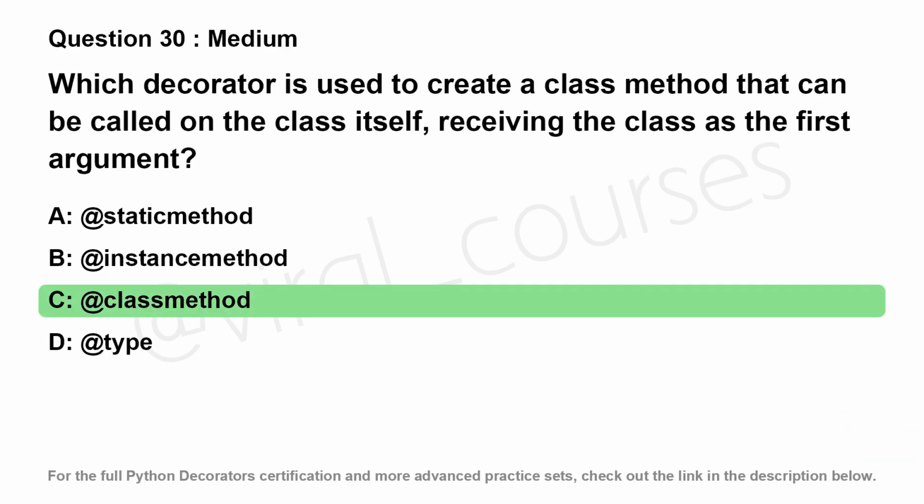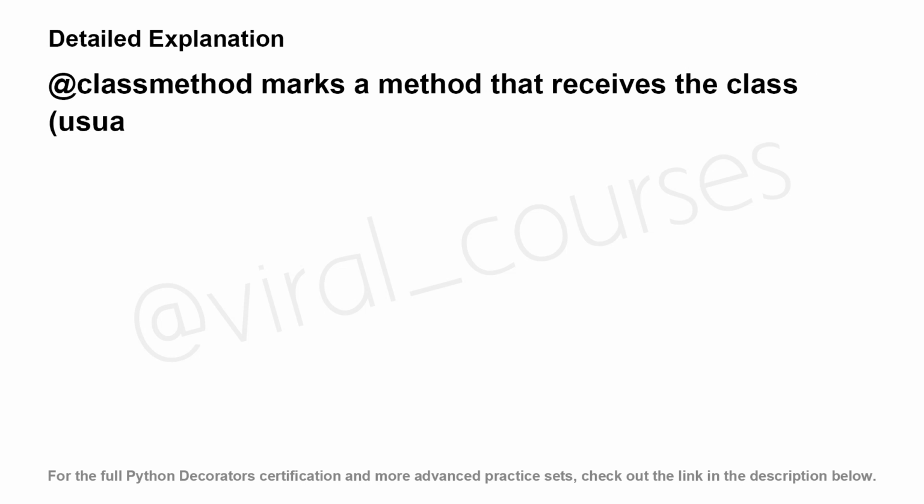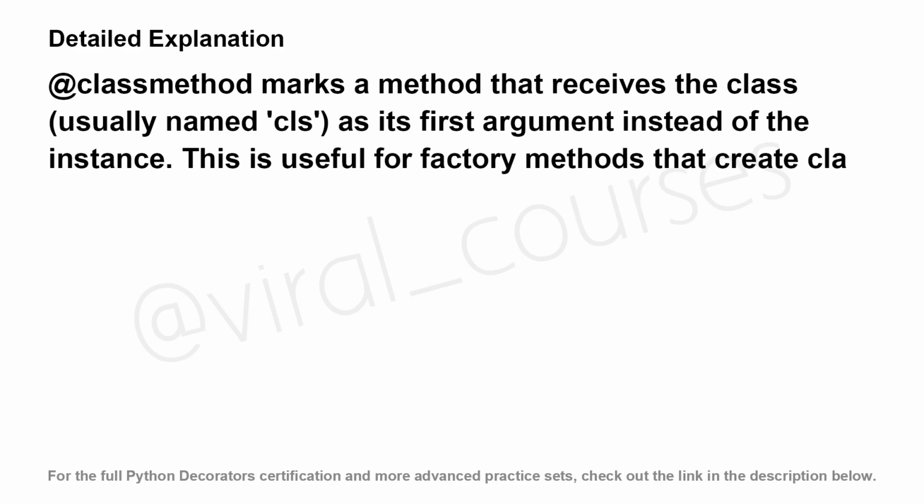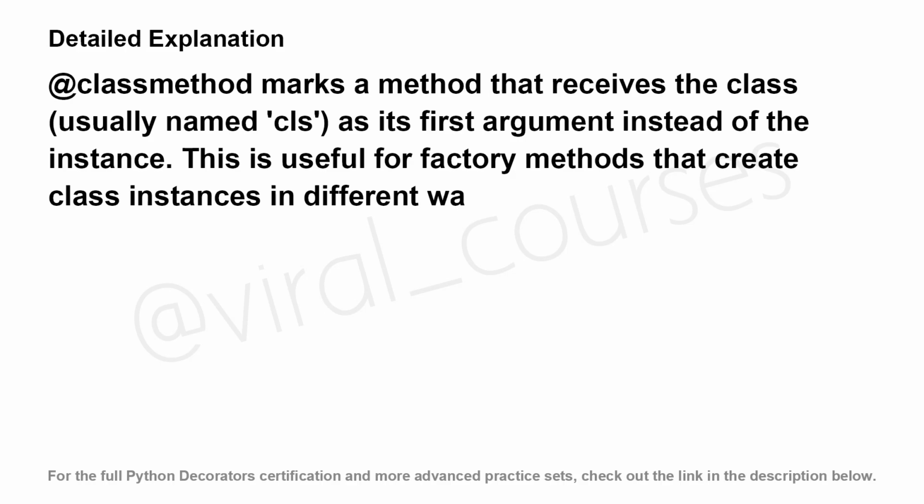The correct answer is C. @classmethod marks a method that receives the class, usually named cls, as its first argument instead of the instance. This is useful for factory methods that create class instances in different ways.